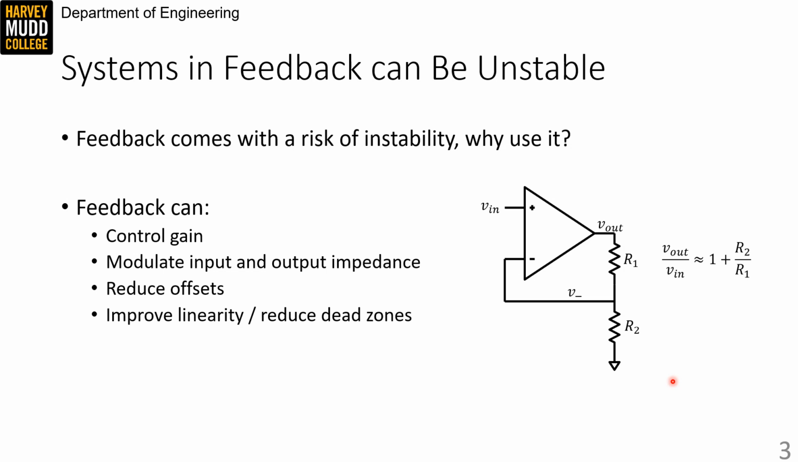So with that warning out of the way, there are a lot of reasons to use feedback. The most commonly cited of these is controlling gain reliably. And the op-amp circuit on the right here is configured for non-inverting gain as an example of this gain control. The gain equation for a non-inverting op-amp is 1 plus R2 over R1, as shown here.